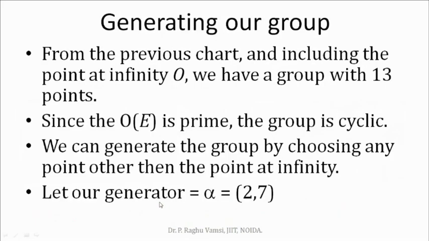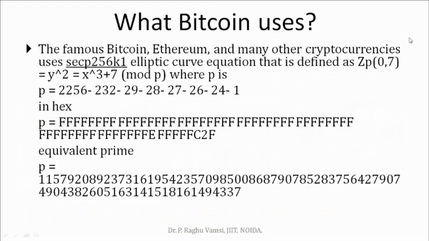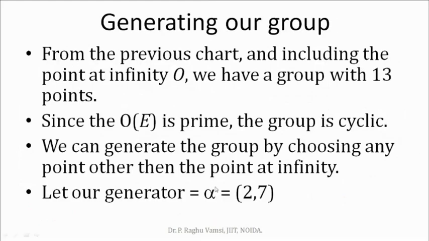So now (2, 7) is to be used as the generator. If you use (2, 7) as a generator, then this (2, 7) can be given to the user, and the user can generate as many public keys as he wants and share them with anyone. So this is the beautiful feature of the elliptic curve, and we'll see step by step how this will be used.